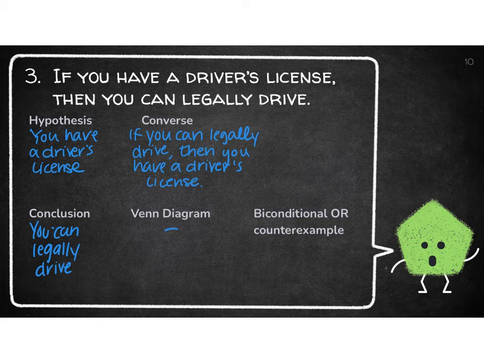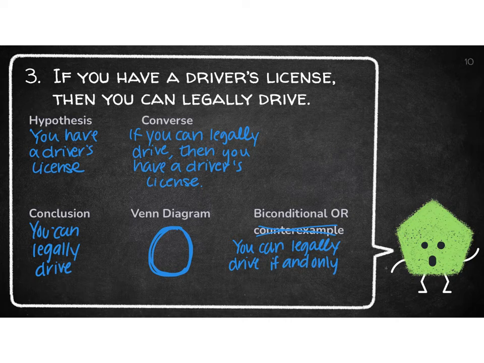Here's our Venn diagram. So here are all who can legally drive. And here are all who have a driver's license. Notice it's one circle. They are both true. You must have both, which means there are no counterexamples, and we can write a biconditional statement. So we'll write it as you can legally drive if and only if you have a driver's license.